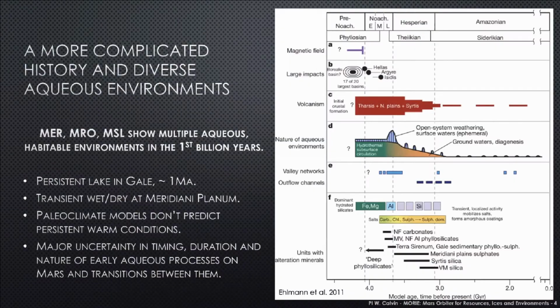A much more complicated history, evidence for diverse aqueous environments. As shown in the image, which is from Bethany Ehlmann's paper, we have a wide range of alteration environments that span an uncertain age. We have transition from valley networks and potential outflow channels. We have potentially open water systems transition MSL. There's been a persistent lake in Gale Crater that lasted for probably 1 million years. We know that there have been transient wet and dry environments at Meridiani Planum. The paleoclimate models that we have don't predict persistent warm conditions, and so there's a major uncertainty in the timing, the duration, and the nature of these earliest aqueous processes.